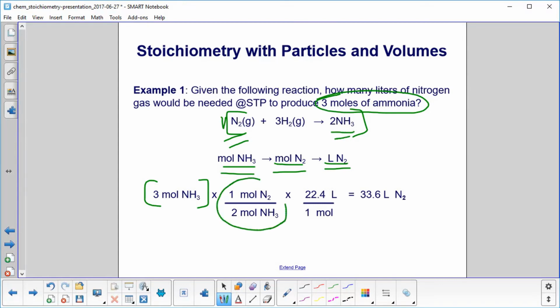So that's this term. Then we know that 1 mole of a gas is 22.4 liters. So we multiply all these together and let's see what cancels out. Well, moles of ammonia goes away. We have this mole canceling out with this mole, and what we're left is 3 times 1/2 times 22.4, and we have nitrogen left over and we have liters left over. So our answer will be 33.6 liters of nitrogen.